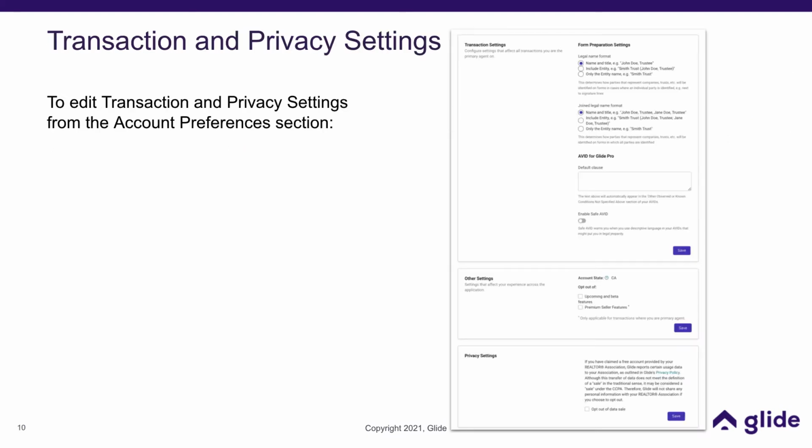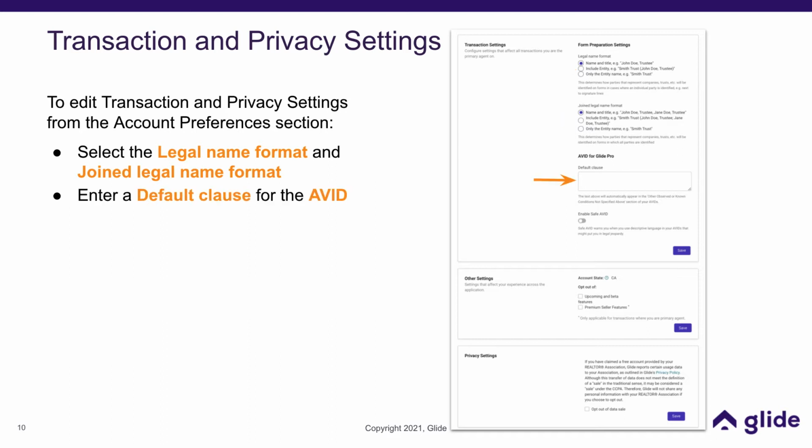To edit your transaction and privacy settings, from the Account Preferences section, you can select a default legal name format as well as the Join Legal Name format. If you have a Glide Pro account, you can enter the default clause for the AVID, which will always show up as the default language for other known observations that were not specified on the form during the AVID workflow.